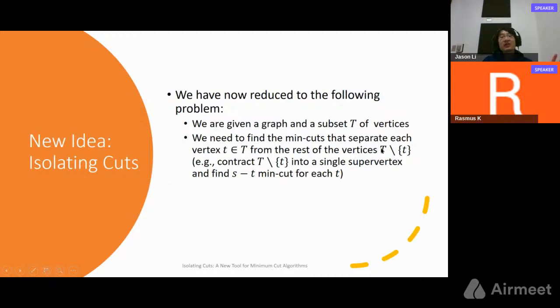One other way that you can think of this is to contract all the vertices aside from T into a single supervertex S, and then it just becomes an ST min cut. So this is exactly what it means to find the isolating cuts. These are the cuts that isolate some vertex T from the rest of the vertices. And so we call this the isolating cuts problem.